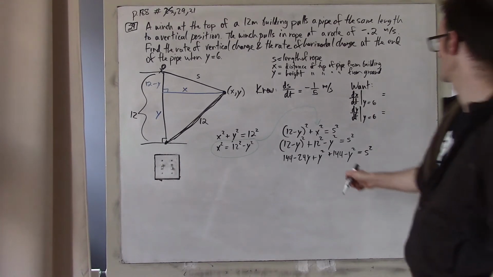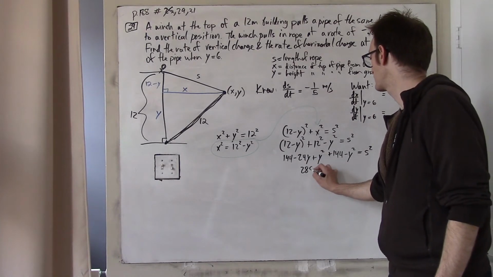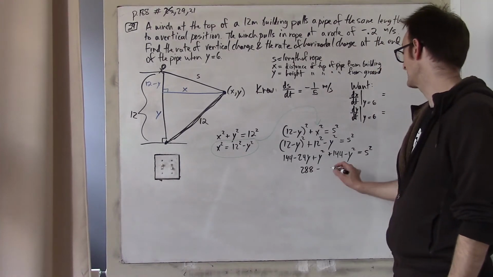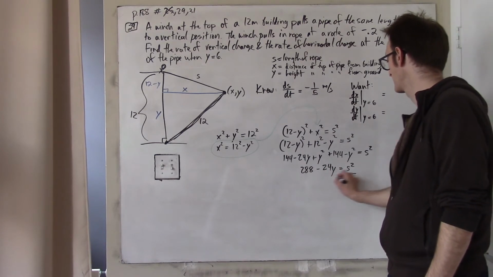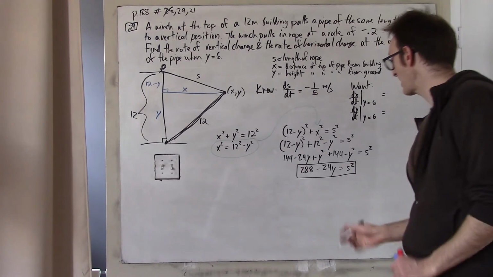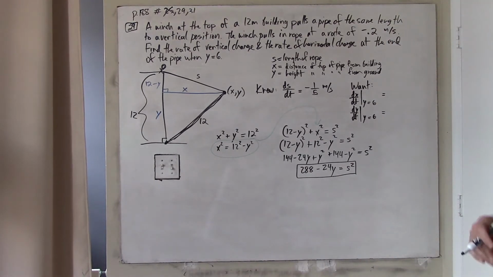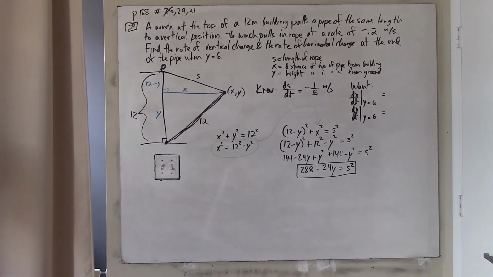So, what is that? I think what I end up with is 288 minus 24y equals s squared. And so what I've accomplished now, I haven't done any calculus yet, but what I have accomplished is a formula which relates, I'm just double checking my work, which relates s and y.